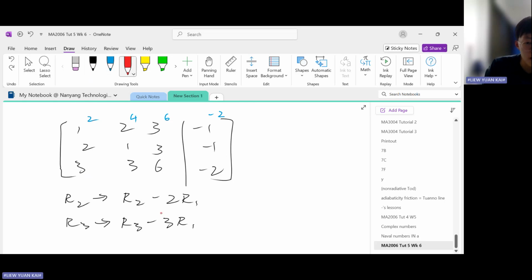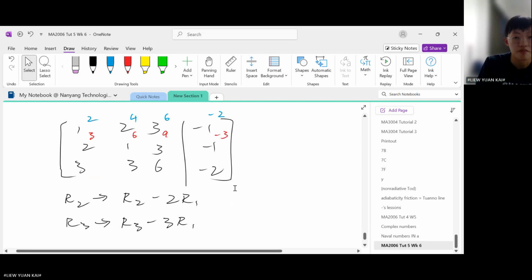Likewise, let us compute 3R1. So let's calculate what 3R1 is. This means that I take the entries of row 1 and multiply them by 3. So 1 times 3 is 3, 2 times 3 is 6, 3 times 3 is 9, negative 1 times 3 is minus 3. Okay, so now I will perform these row operations.